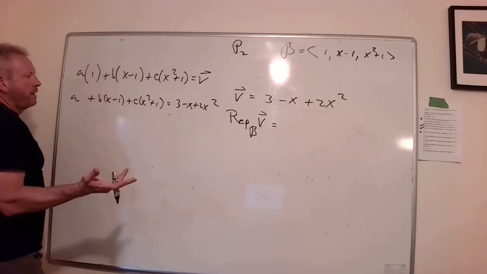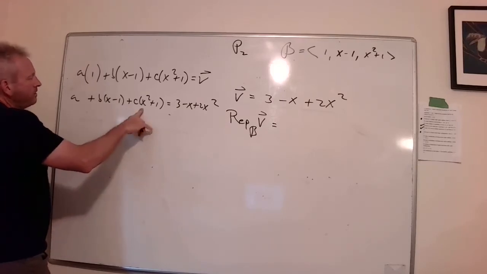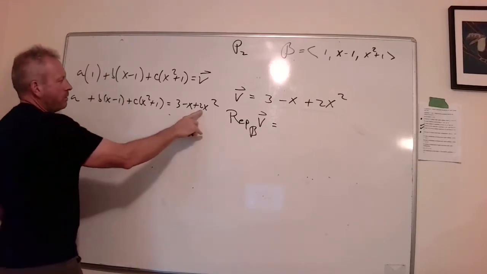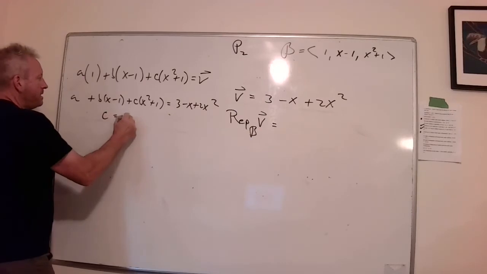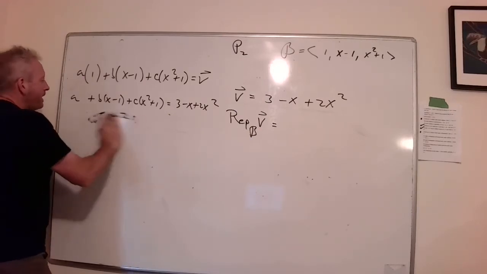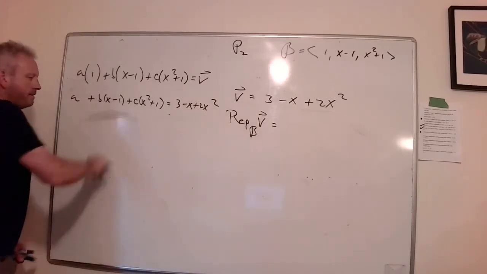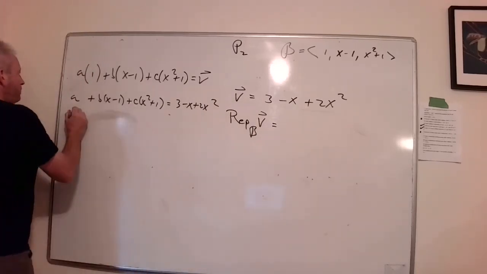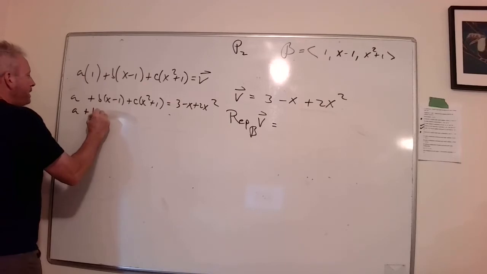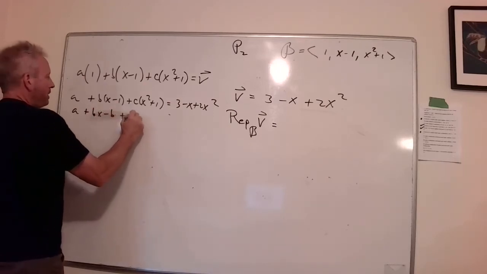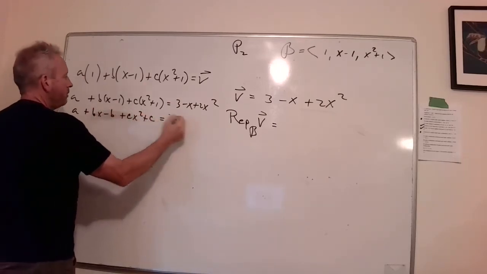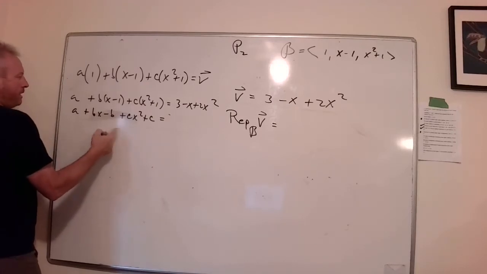You can see certain things by looking at it. Like let's just go ahead and do that. Here's the only x squared term. So I do notice right away that C's got to be 2. Forget it. I won't try to be clever. I'll multiply this out. So we have A plus Bx minus B plus Cx squared plus C equals same thing. Let's group like terms together.